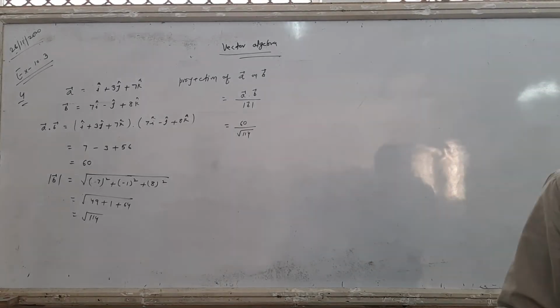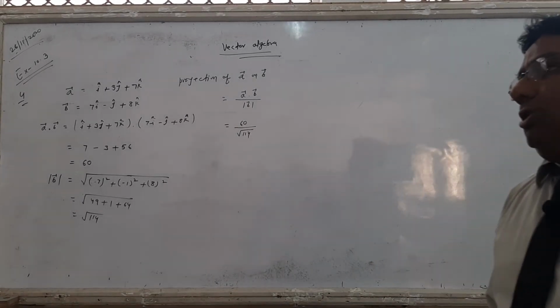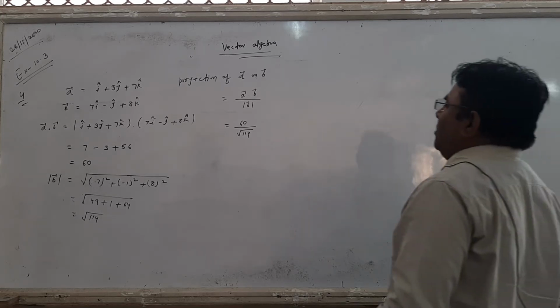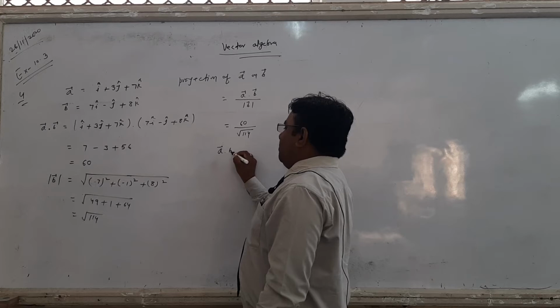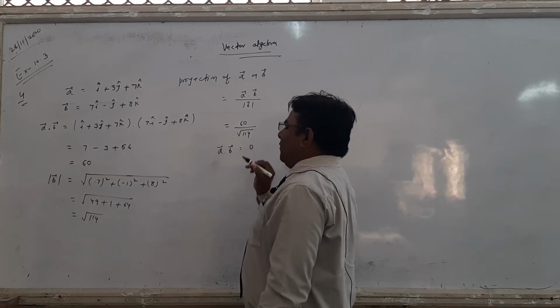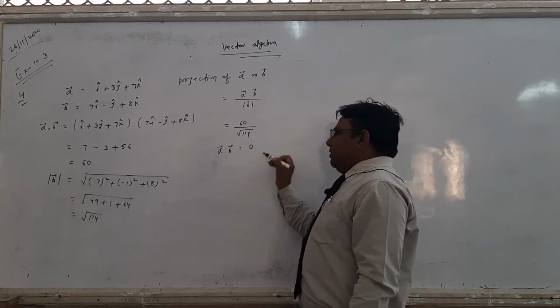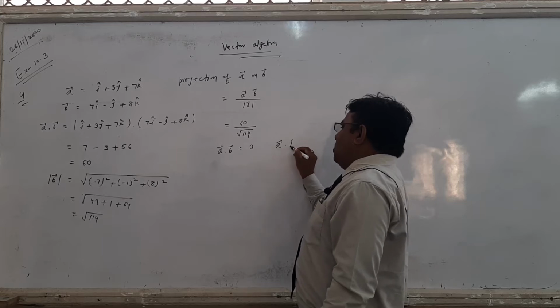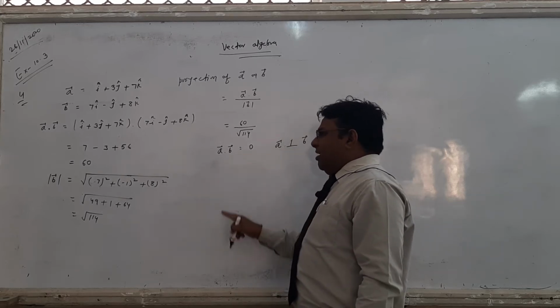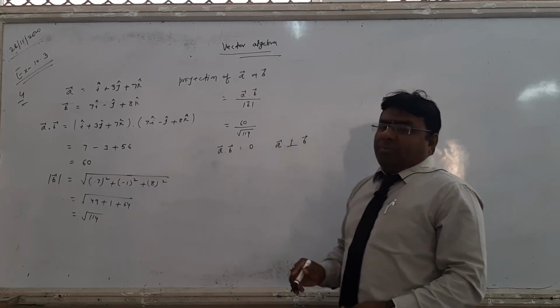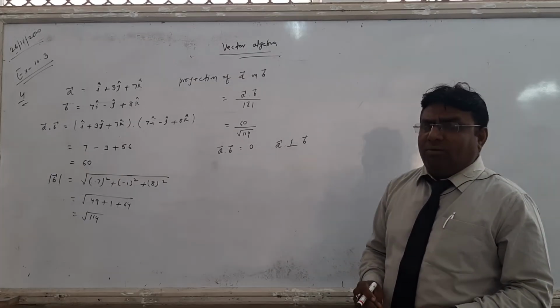Now, show that they are mutually perpendicular to each other. What is the condition for two vectors to be perpendicular? That means A dot B is 0. If you have to prove two vectors perpendicular, the condition is A dot B is 0. So you have to find A dot B. If the value of A dot B comes out 0, that means the two vectors are perpendicular.